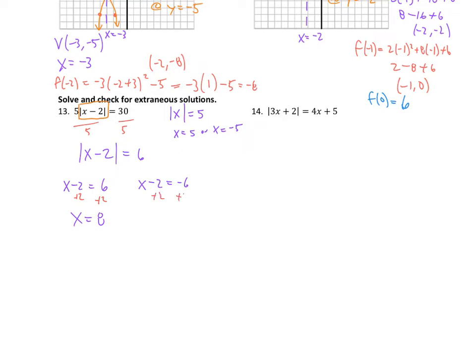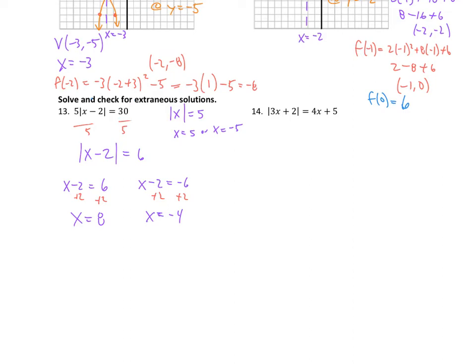Plus 2 plus 2. X equals -4. So here's my two possible answers. I'm going to check those both before I say if they're right or not. And make sure you always go back to the original equation, up here, and solve that. Don't solve from anywhere else in the problem.